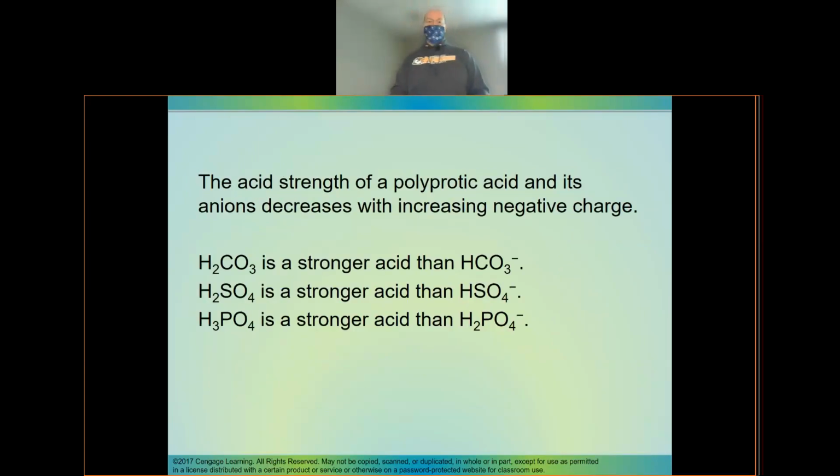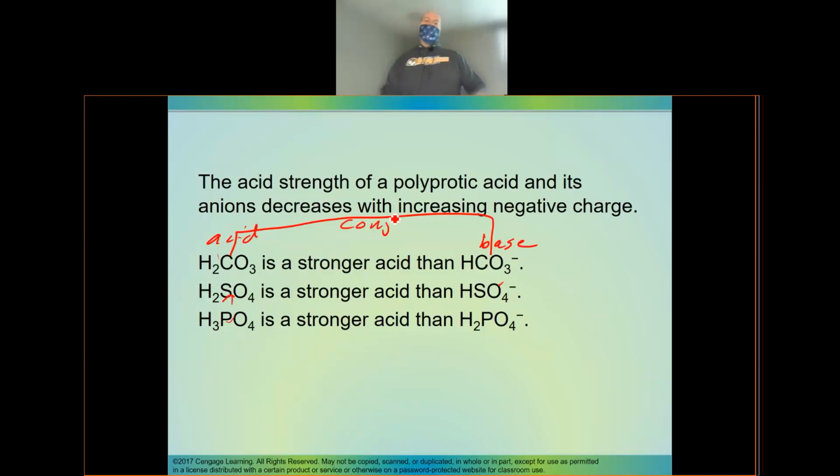Then just a common sense rule: the more H's, the more acidic. If you have 2 H's and you have 1 H, this is basically the rule of conjugate acid-bases. These are conjugates. The acid is the one with the extra H. The base is the one with one fewer H. And so they are conjugates.